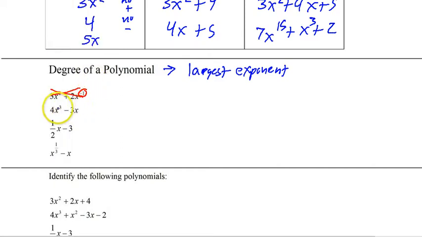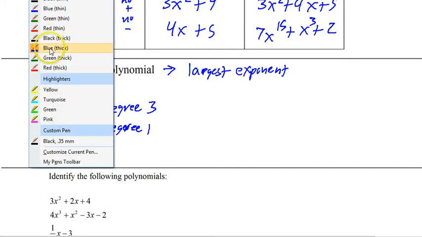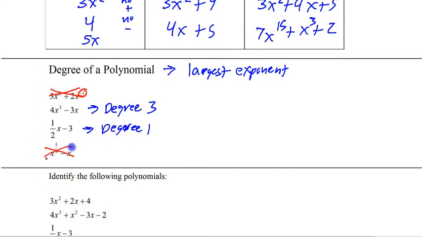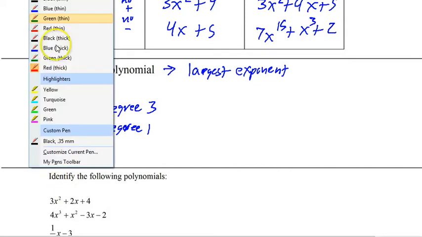Next one. That is a polynomial. What is its largest exponent? Degree is 3. Exactly. This is a polynomial. And its largest exponent is 1. So it has a degree of 1. And then the last one is not a polynomial. So it does not have a degree.